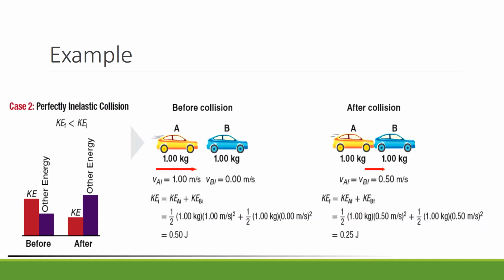Now let's talk about this example about perfectly inelastic collision. If we calculate the total momentum before the collision for the two cars and the total momentum of the two cars after collision, we will find them equal, which means that the law of conservation of momentum applies in this case. But if we calculate the total kinetic energy of the two cars before the collision, which we will find to be 0.5 joules, and then calculate the total kinetic energy of the two cars after collision, which you'll find to be 0.25 joules.